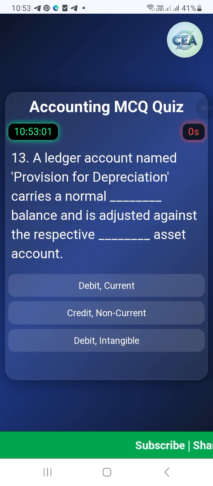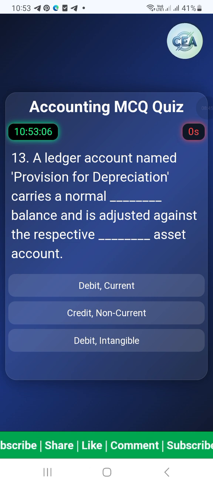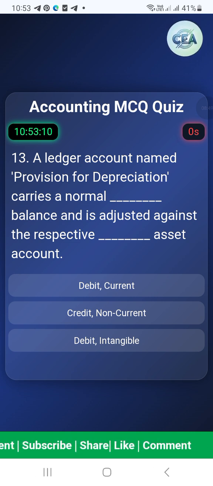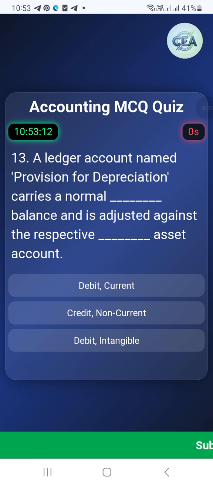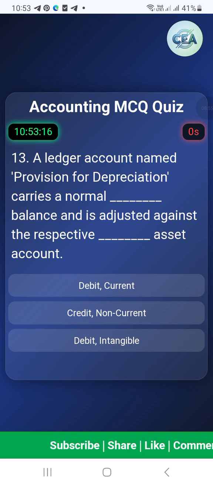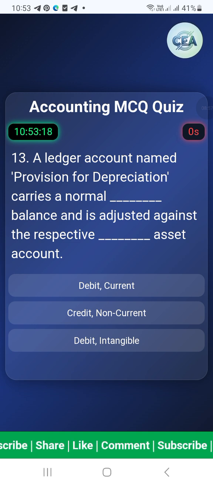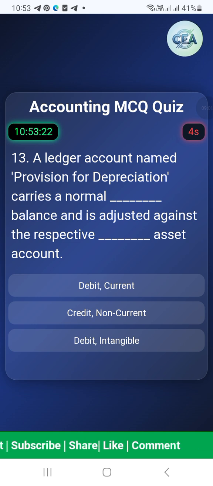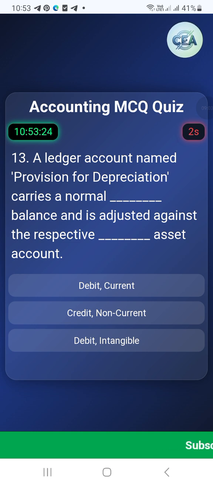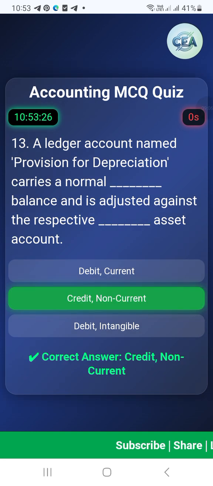13. A ledger account named Provision for Depreciation carries a normal blank balance and is adjusted against the respective blank asset account. Option 1. Debit, current. Option 2. Credit, non-current. Option 3. Debit, intangible. Correct answer is credit, non-current.